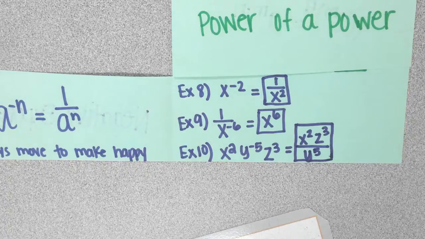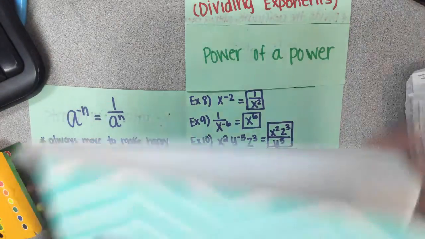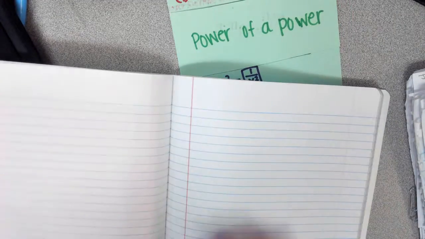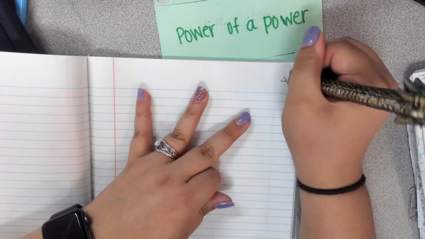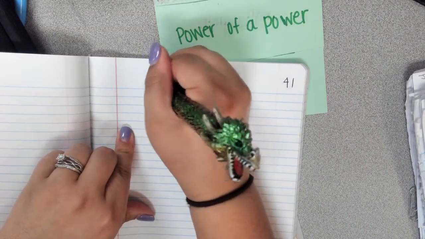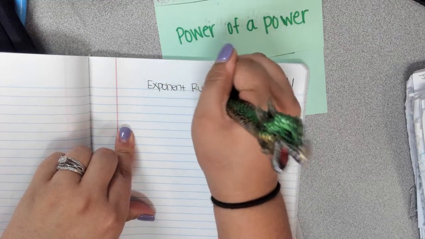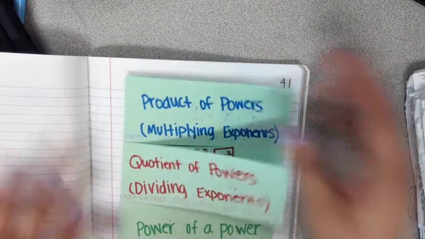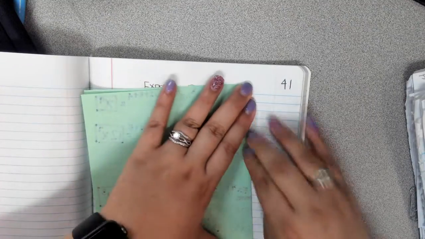Okay, so what I would like you to do is get your journal and open up to page 41. So for page 41, I want you to write exponent rules. And I would like you to glue this in. So just glue the back. And we're going to do 2 examples, and then you're going to do your quiz. So I'm going to give you some time. Glue it in.